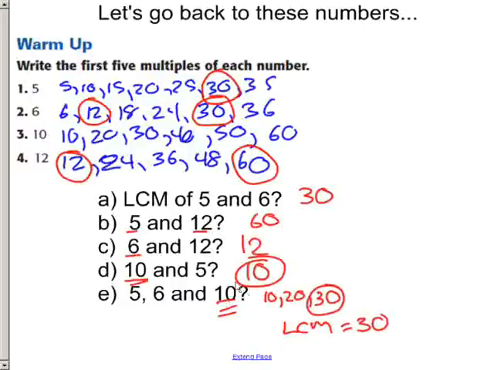Again, let's do a shortcut. Take your largest number. List the multiples of just that number, and just ask yourself, does 6 go into that, and does 5 go into that? So my first multiple is 10. 5 goes into 10, yes, but 6 doesn't, so let's keep going. 20. Yes, 5 goes into 20, but 6 doesn't. My next multiple would be 30. 5 goes into 30, and 6 goes into 30, so my lowest common multiple is 30. If I count by 5s, will I get to 30 eventually? Yes. If I count by 6s, I will also get to 30.